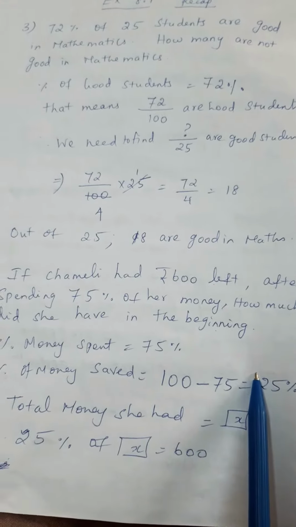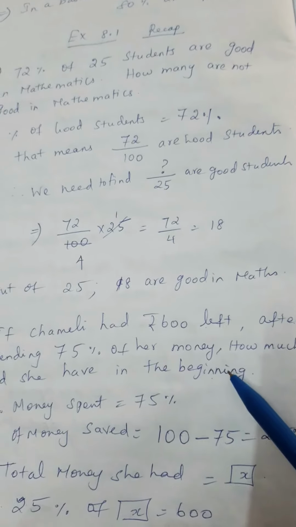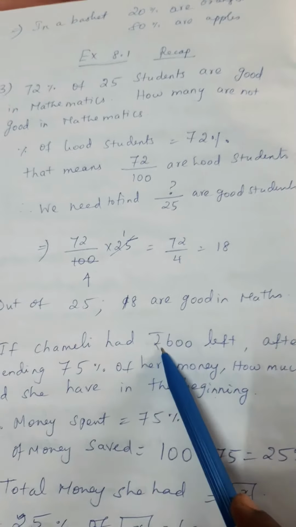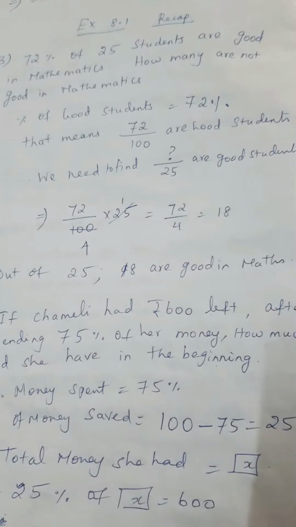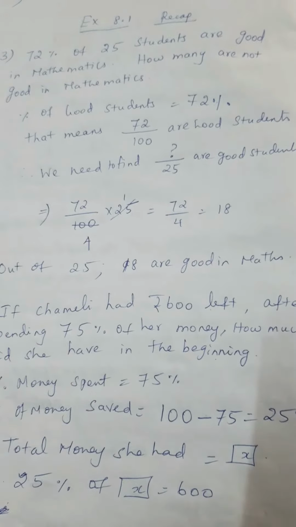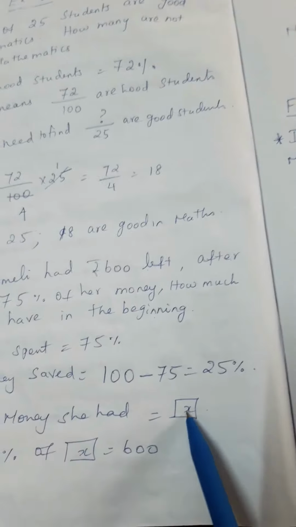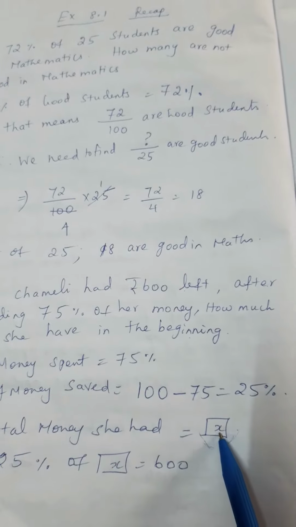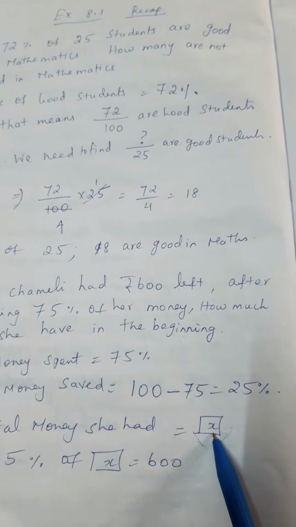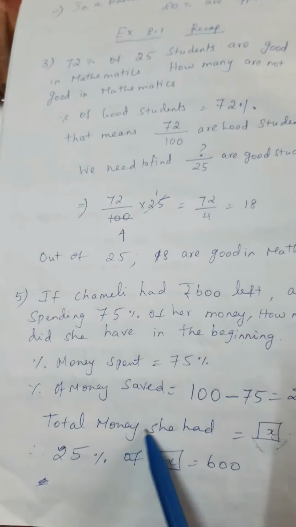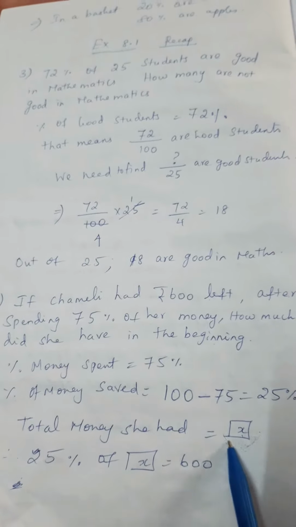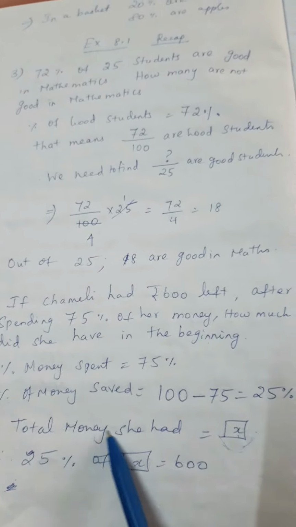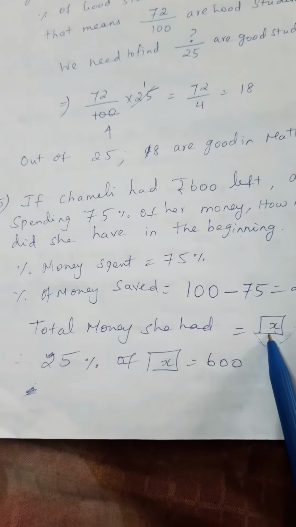Chameli. Okay. Total money she had. Now for this question, we don't know how much she had, but she saved rupees 600. So the amount of money she had is what we need to find out. That we don't know, so we have to take it as an unknown quantity. An unknown quantity we can represent by a box, or we can put any variable instead of that box. So total money she had, we are taking here as X, or a box. Total money she had is X rupees.